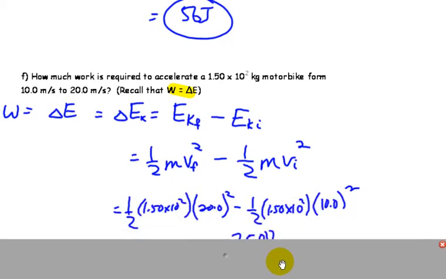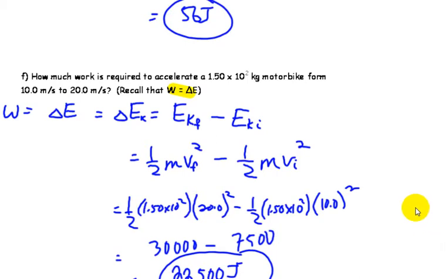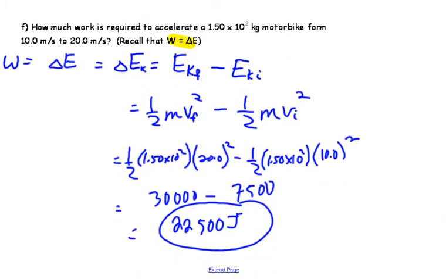So if we take a look at that, our initial speed is 10, final speed is 20. So there we have it. We'll have 30,000 minus 7,500, 22,500 joules. It's relatively easy. If you're dealing with work, we have to deal with change in energy there.